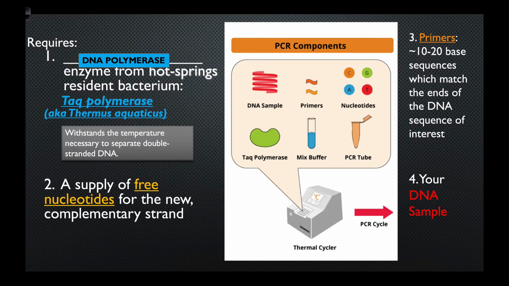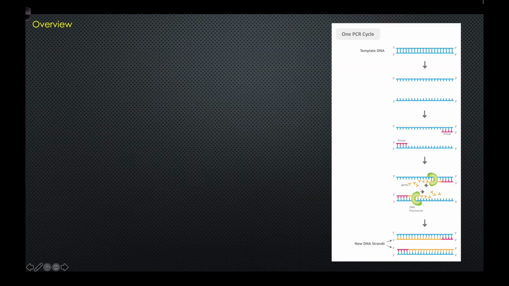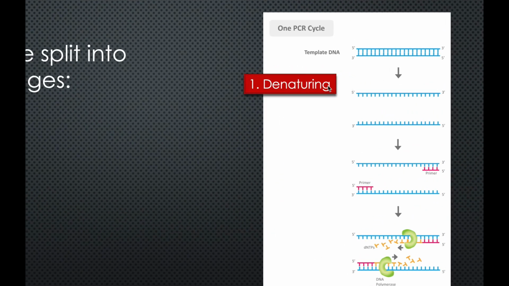PCR does not require a lot of sample to get started, generally 1 to 1,000 nanograms, which roughly equates to about 10^4 to 10^7 molecules of DNA template. Let's do a quick overview of PCR, and we're going to say that this process can be divided into 3 general stages. Now, the first stage is going to be called denaturing.